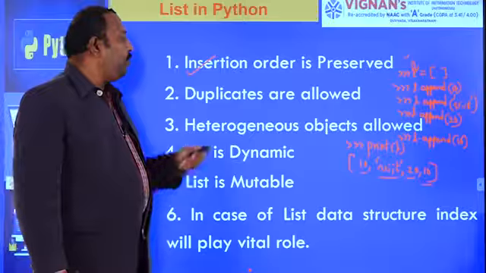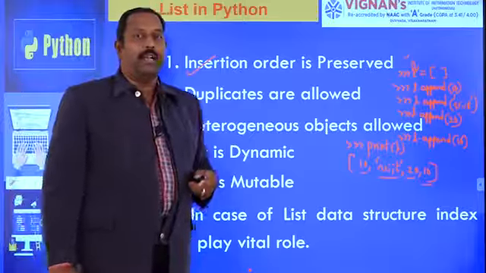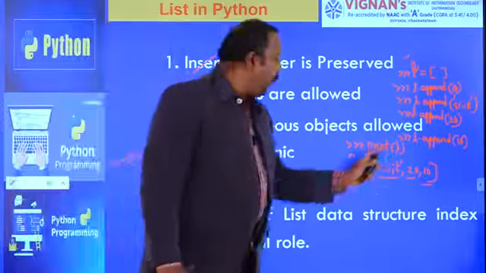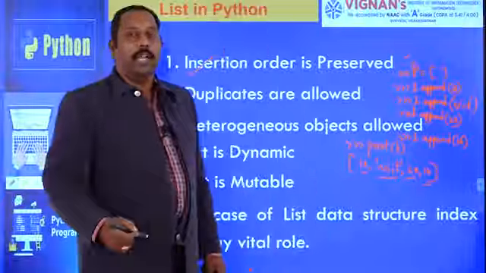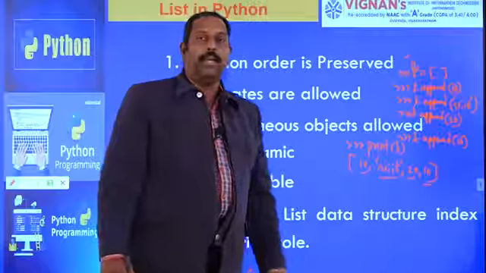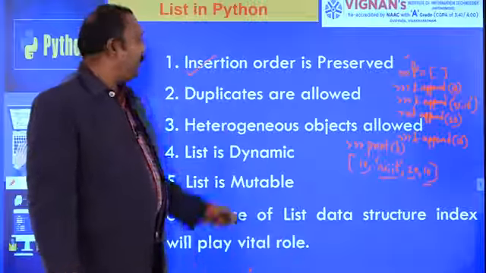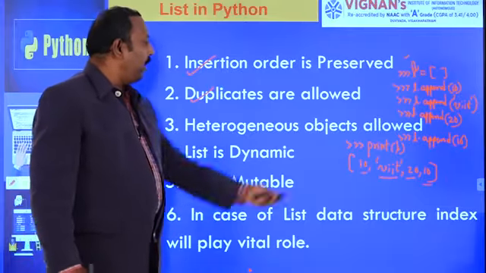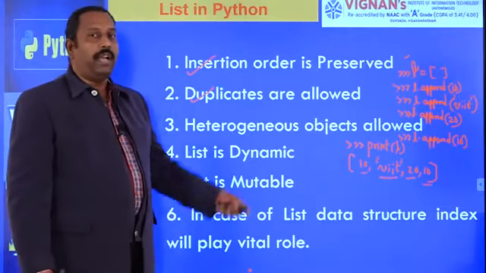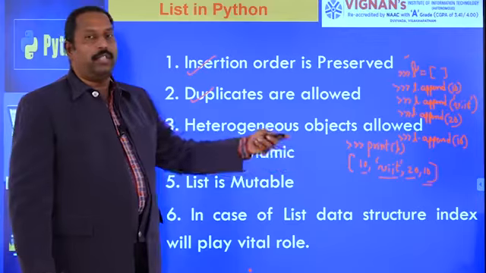And second one is duplicates are allowed. Here you see first element I have inserted 10 and also fourth element I have inserted 10. Same element I have repeated 2 times. That is called duplicates are allowed. Second property is satisfied. We can insert duplicate elements into a list data structure.